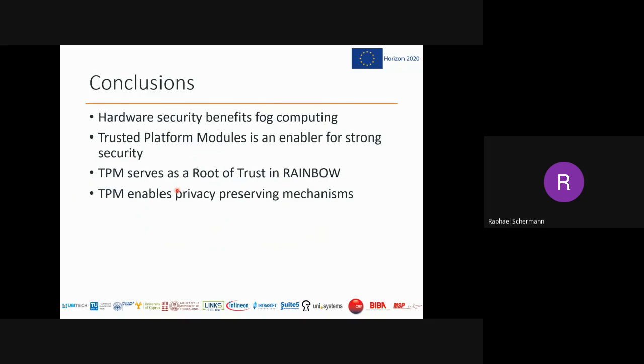So finally, we're coming to the conclusion. I have tried to state hardware security benefits for fog computing, and I have also shown how the Trusted Platform Module can be an enabler for strong security. In the whole Rainbow ecosystem, the TPM serves as a root of trust, and the TPM also enables privacy-preserving mechanisms.